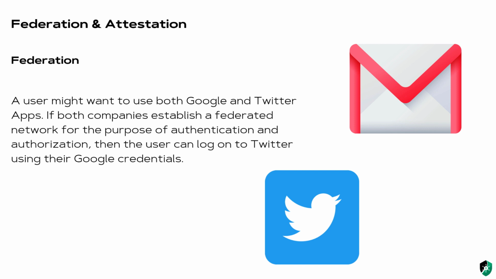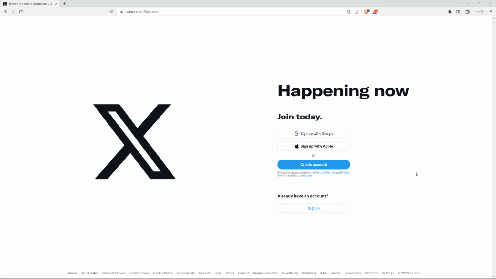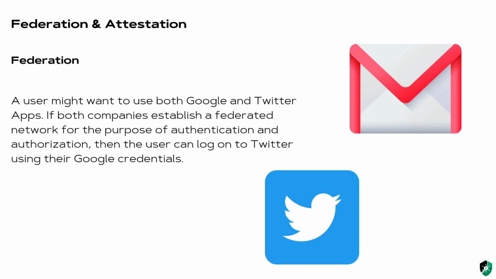As an example, this is something that happens every single day. Let's say maybe even you have both accounts on Google and Twitter, you have the applications. So if both of these companies were to establish a federated network for the purpose of authentication and authorization, then the user might be able to log on to Twitter using their Google credentials. You've seen this happen way too many times before. When you're trying to sign up for an account on the website, they might say, hey, you can use your Facebook account to create an account. You can use your LinkedIn account, and so on. That's what we call federation.